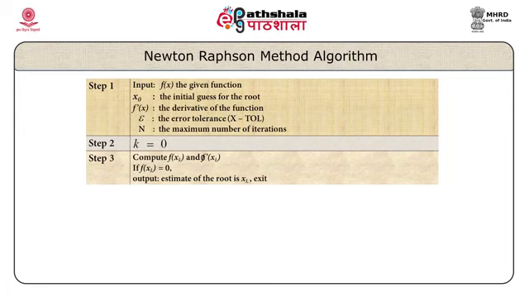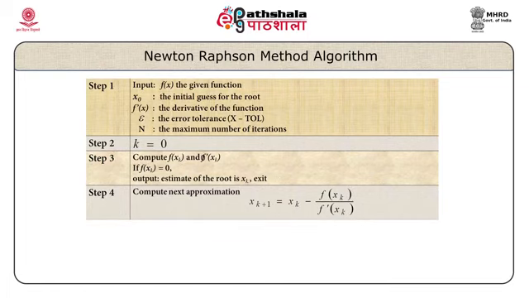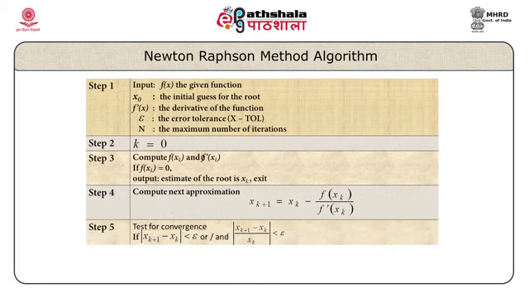If we are very lucky and f(x0) comes out to be 0, we have got the root and we exit. Otherwise, we will calculate the next approximation x(k+1) given by x(k) minus f(x(k)) upon f dash x(k). We will check for convergence. So, we will take the absolute value of x(k+1) minus x(k), whether it is less than epsilon, or the absolute value of x(k+1) minus x(k) upon x(k), the relative error, is less than epsilon. If it is so, we have reached the desired accuracy and our output will be the estimate of the root x(k+1) and we will exit.